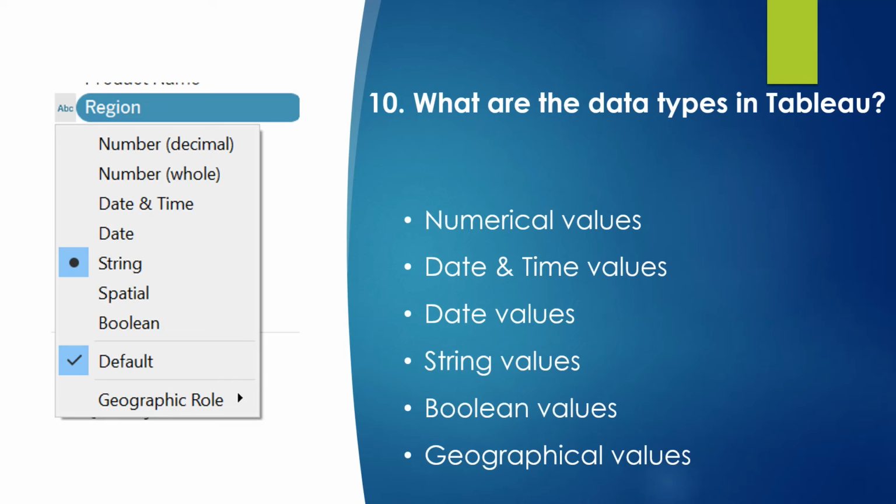The 10th question is, what are the data types in Tableau? In Tableau, we have six types. We have numerical values, which can be decimal or whole numbers. We have date and time values, which means we will have the date and the time with hours, minutes, and seconds. Then we have date values, only the year, the month, and the day. We have string values, Boolean values, which can be true or false, and we have geographical values. The geographical role can be, for example, a country, a continent, a city, a region, etc.